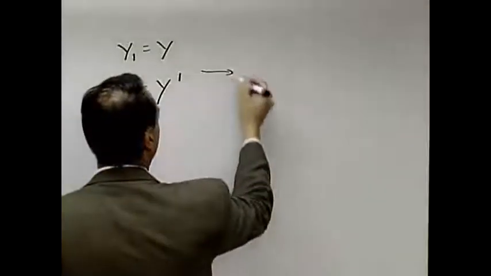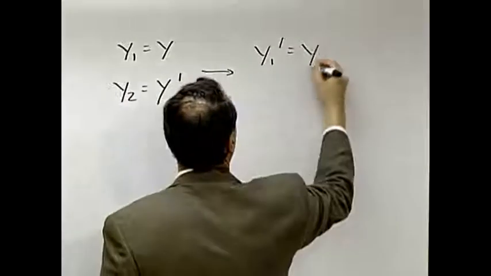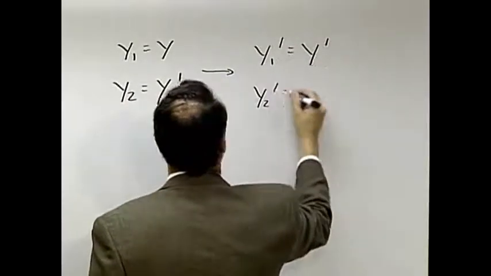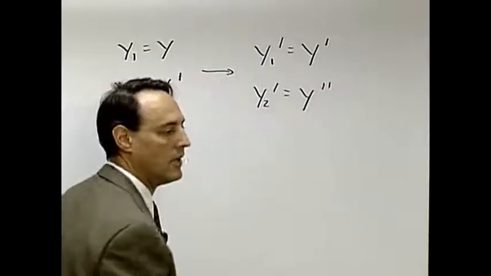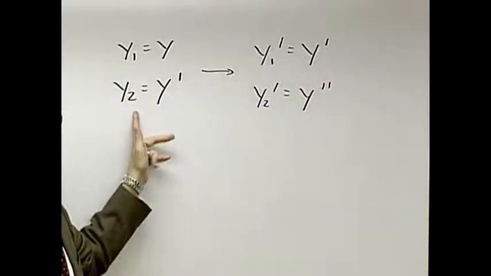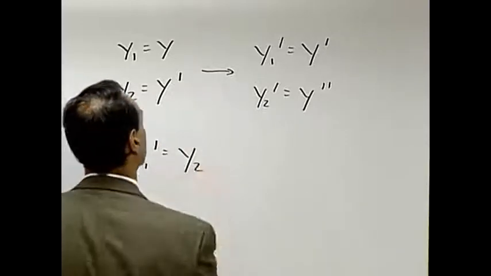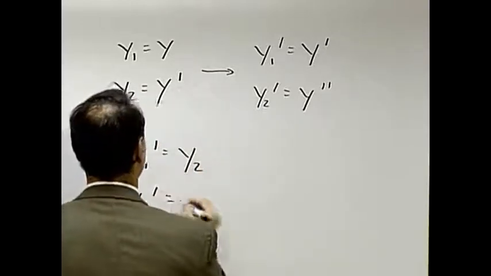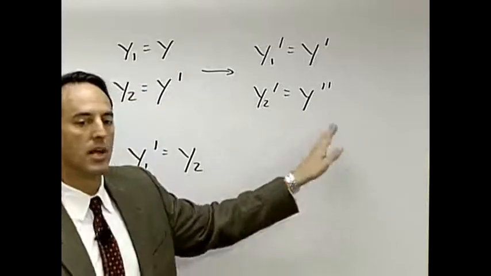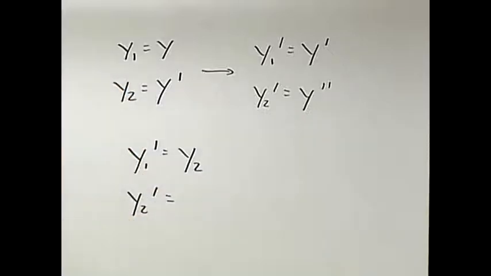Then, again, let's just go through this process again. Take the derivative of both sides. You get y1 prime is equal to y prime, and y2 prime is equal to y double prime. The first equation says y1 prime is equal to y prime. But wait a minute, y prime was just y2. So I have an equation, y1 prime is equal to y2. And then I have y2 prime is equal to y double prime. But what's y double prime? Well, I know what that is, because it's in my equation. Y double prime is 5 minus 3y prime minus 6y.